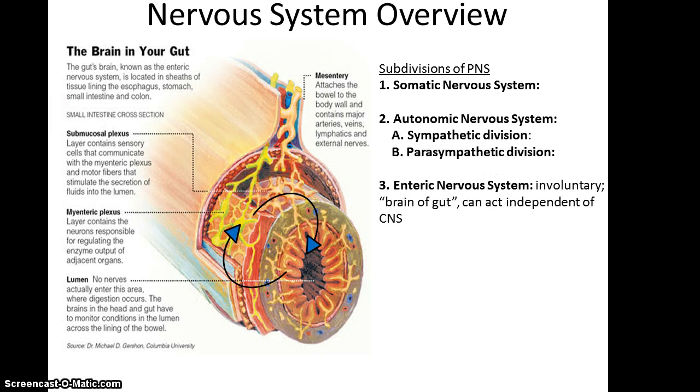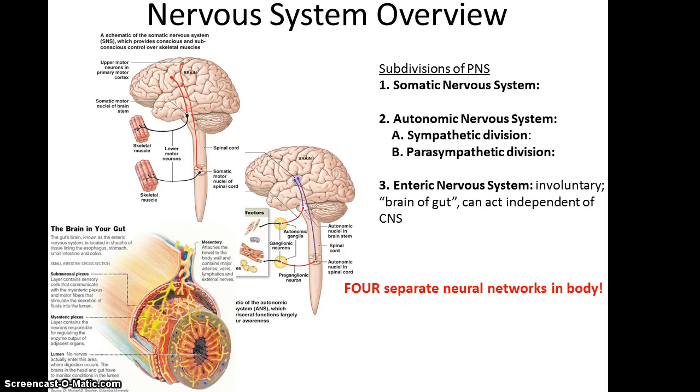And then there's the third big nervous system, the enteric nervous system. This is also involuntary, and it's basically the nervous system of the gut. So our digestive tract can basically act independently of the central nervous system, although obviously normally signals are being sent to and from the central nervous system. So that means there are 4 separate neural networks in our body, and we'll be learning about the first 3 in greater detail.